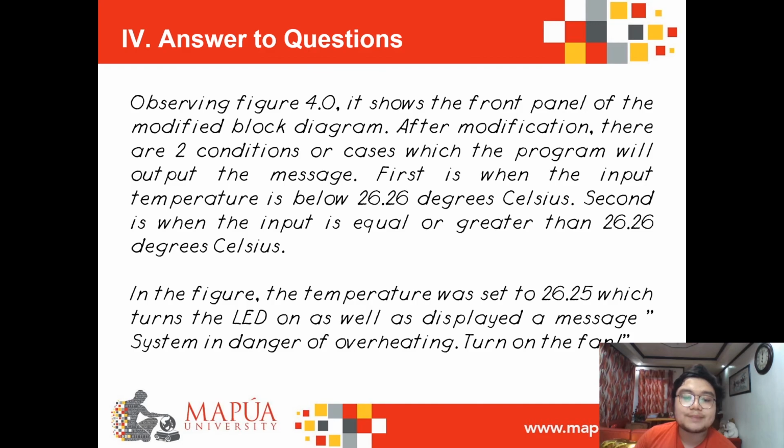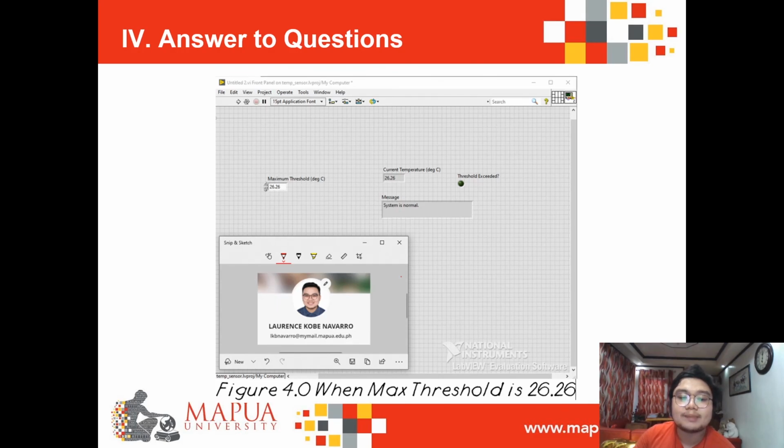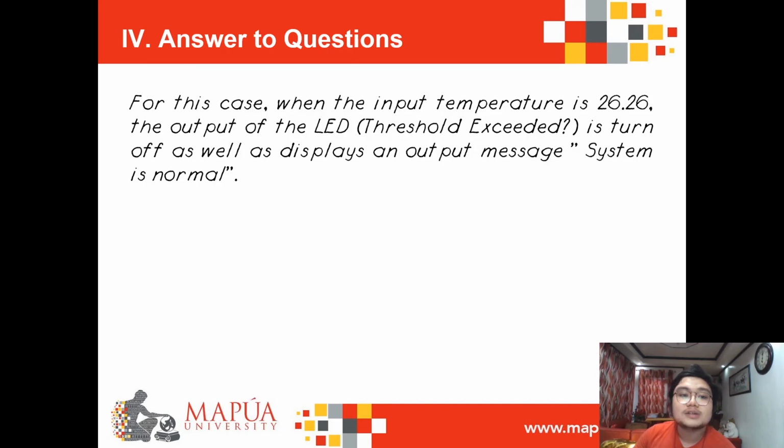In the figure, the temperature was set to 26.25, which turns the LED on as well as displays the message, "System in danger of overheating, turn on the fan." So for figure 4.0, when the max threshold is 26.26, the message is "System is normal," and the threshold exceeded indicator is turned off. Again, for this case, when the input temperature is 26.26, the output of the LED is turned off, as well as displaying the output message "System is normal."